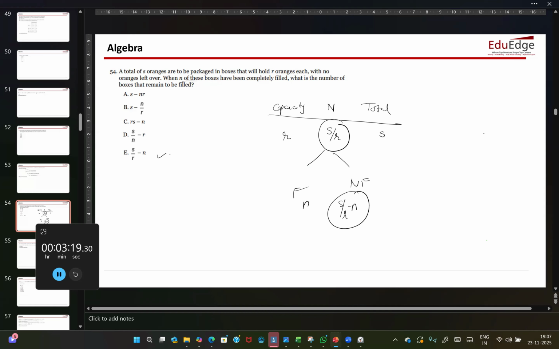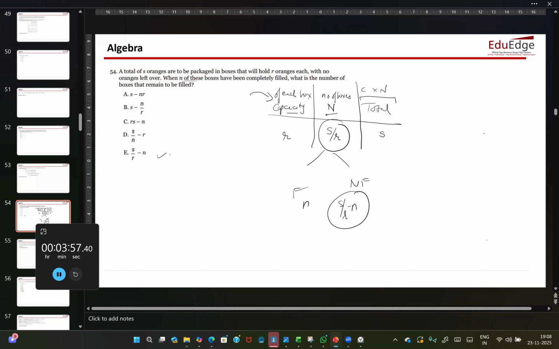Okay. Makes sense, right? Yeah. So this works. Variable capacity, variable number, and total, which is capacity into number, or volume of each into number, whatever you want to put it as. Capacity of each box and number of boxes and the total oranges. So it becomes easier to visualize. Less errors.